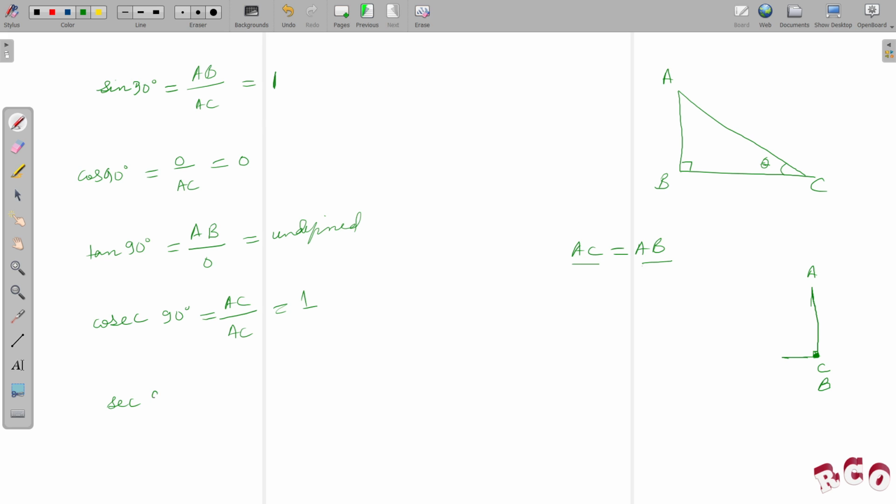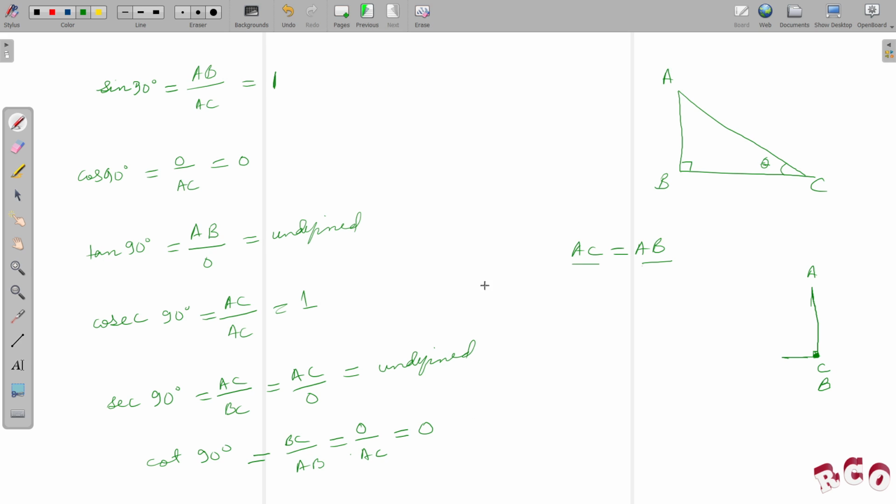Again, sec 90. Sec formula is hypotenuse over adjacent. Hypotenuse is AC as it is, but adjacent BC has turned to 0, since B is at C. So it is AC over 0, and anything you divide by 0 is undefined. Again, cot 90. Cot 90 is adjacent over opposite. Adjacent is BC, and opposite is AB. BC is now 0 and AB is now AC. If 0 is divided by something, it will be 0.